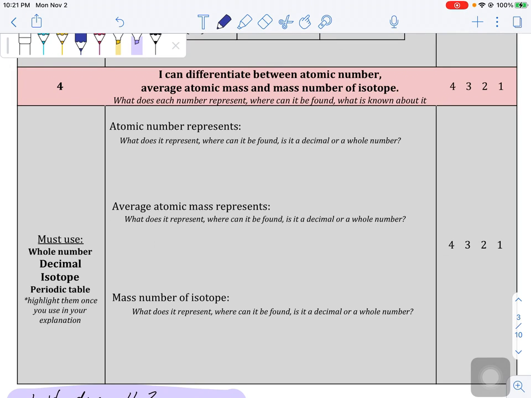So learning target 4 is pulling together a couple of big name definitions. We're looking at the difference between atomic number, average atomic mass, and then mass number of an isotope. We started our unit with the definitions of atomic number and atomic mass. Both of those can be found within the periodic table square. One is represented by a whole number, while the other is represented by a decimal.